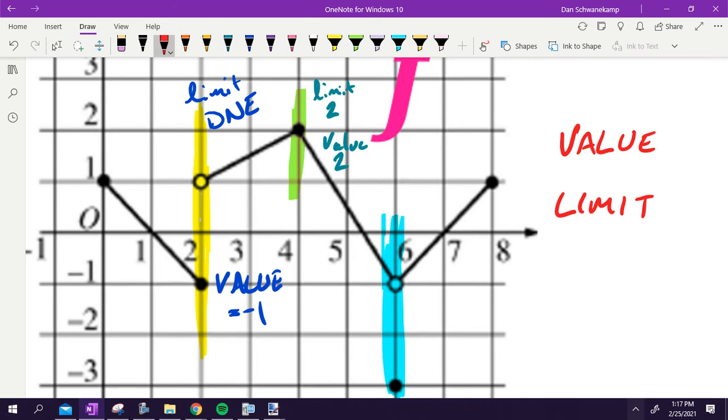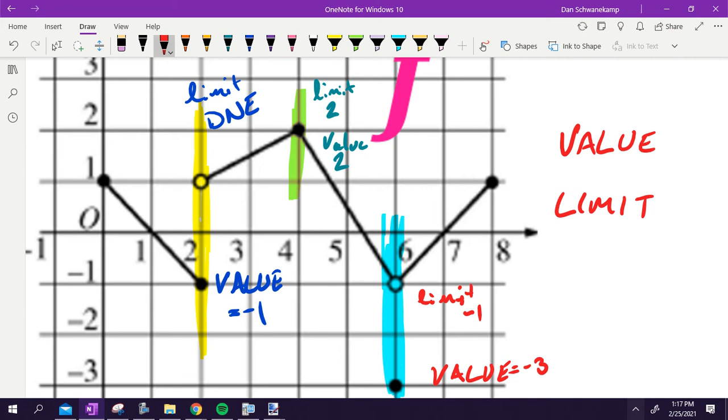And then JC, what about at 6 here? What do you say is true about the limit? The limit. What am I approaching from both sides? -1. Good. And then the value down here is going to get me, is that -3? Value is -3. Everybody understand the difference between the two? They're kind of weird, but we got limit, we got values.